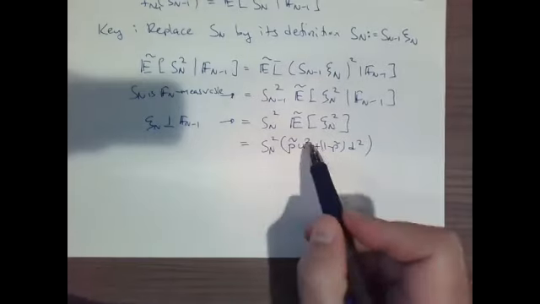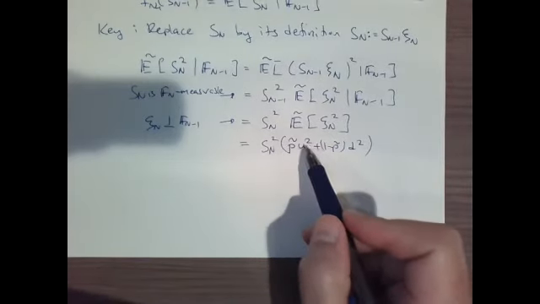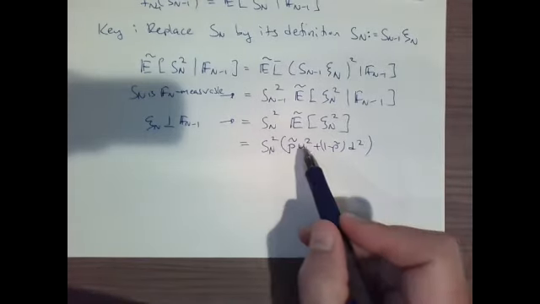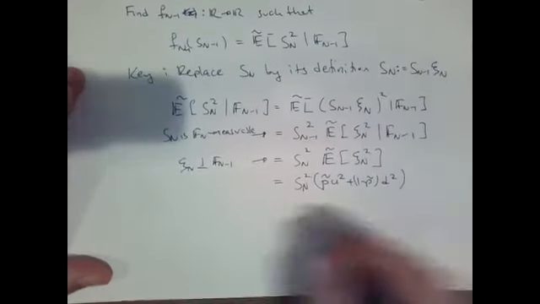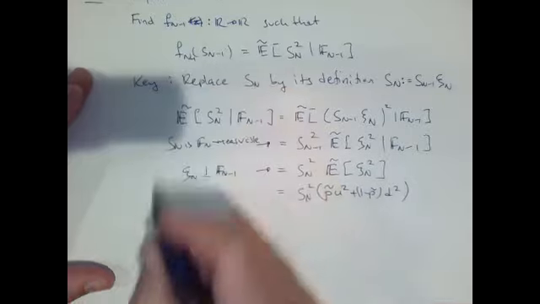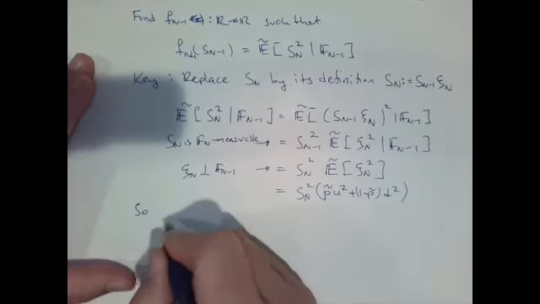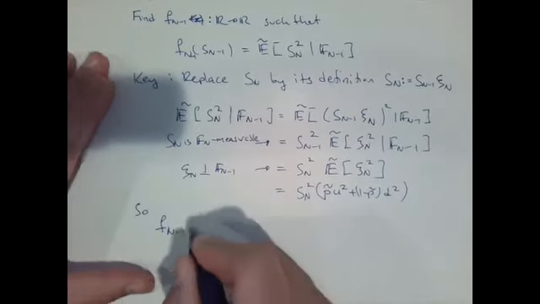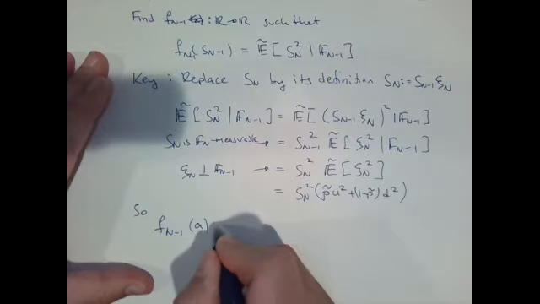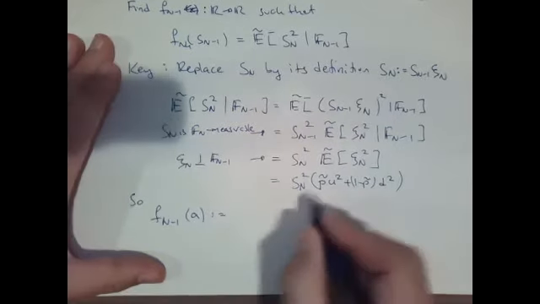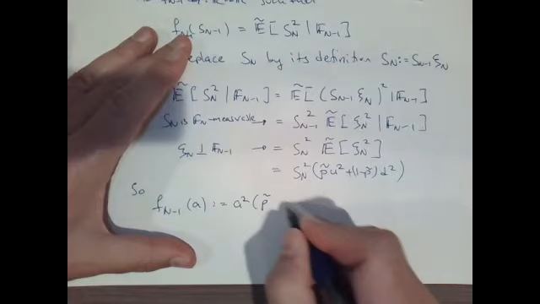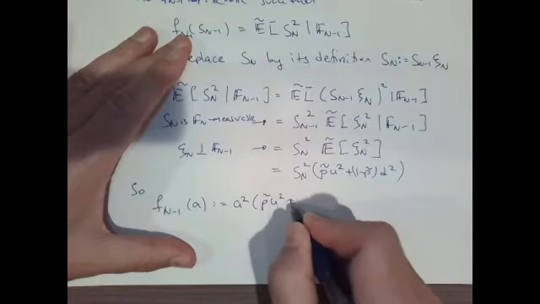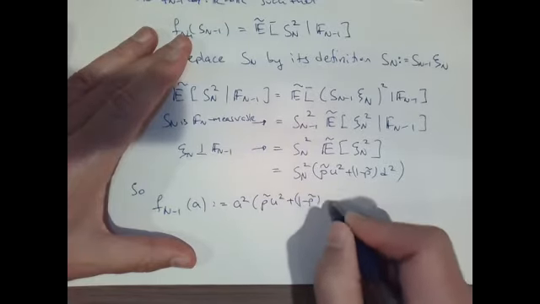Do not put the square on the p tildes, right? That's not correct. The square counts on the u and the d. So this gives me the function that I'm looking for. F_{n-1} of a is a squared p tilde u squared plus 1 minus p tilde d squared.